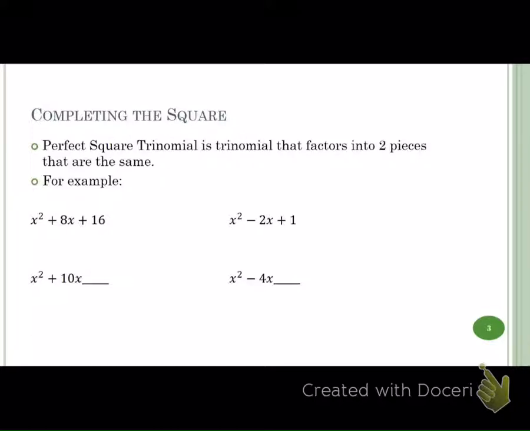Let's focus. Remember what a perfect square trinomial is. It is one that factors into 2 pieces of the same. We did this about a week ago. How does this factor here? Blaine, how does the first one factor? I forgot how to do this. It's literally what we did last week, guys. It's not anything new.